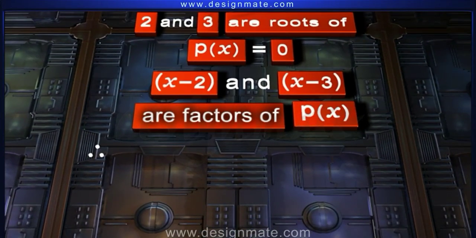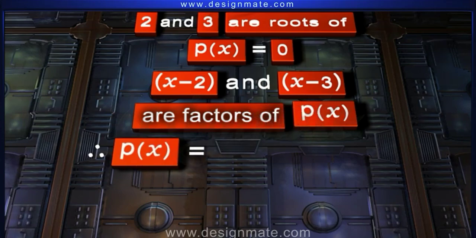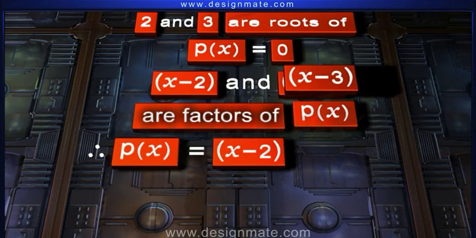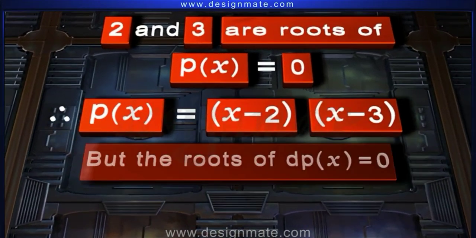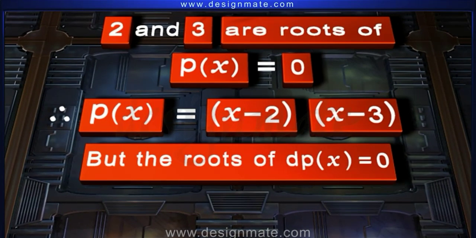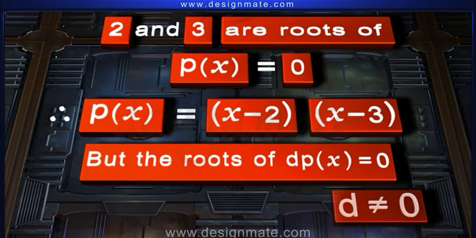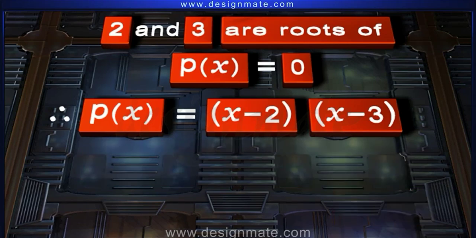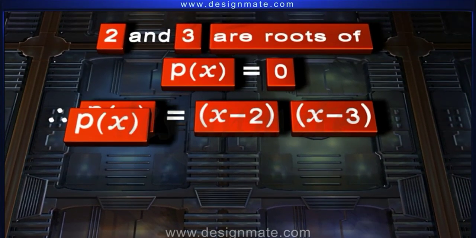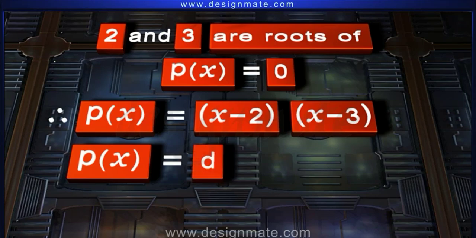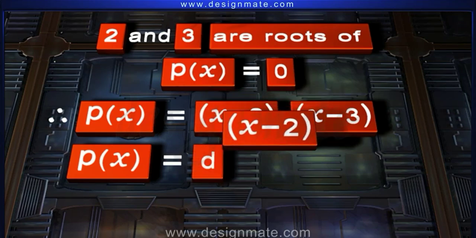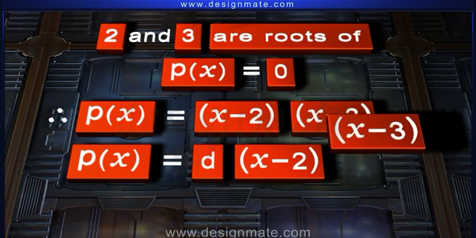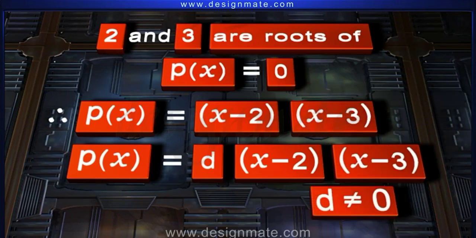Therefore, one can take the function p(x) = (x - 2)(x - 3). But the roots of d·p(x) = 0, d not equal to 0, are also 2 and 3. And at the same time, the quadratic polynomial can have only 2 factors. According to the factor theorem, p(x) = d(x - 2)(x - 3), where d is a non-zero constant.